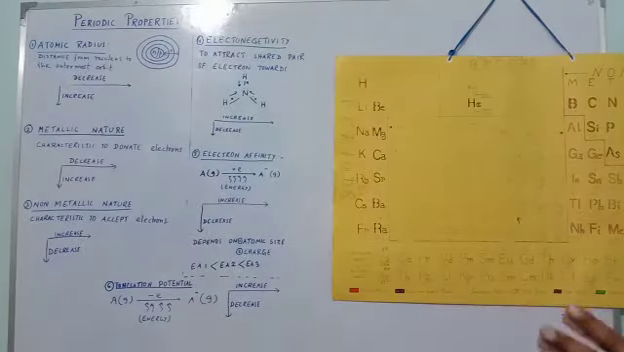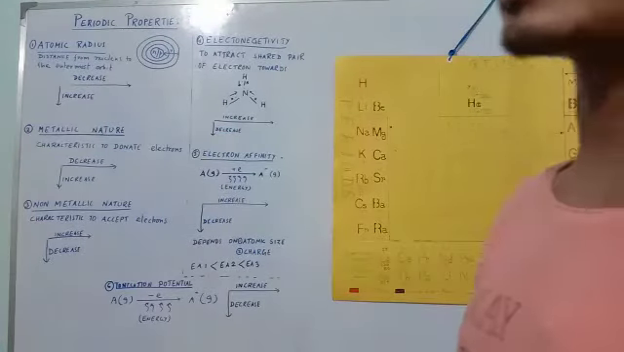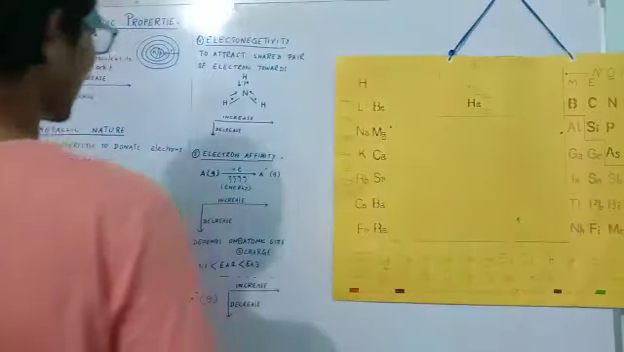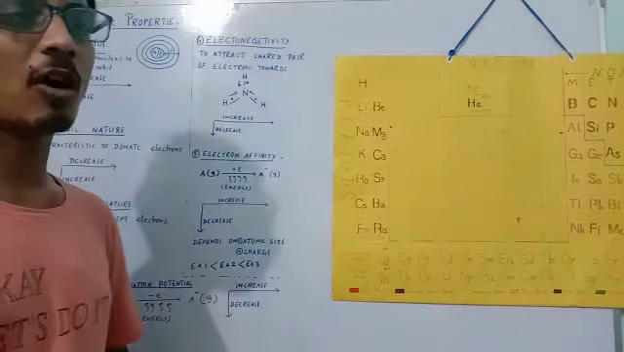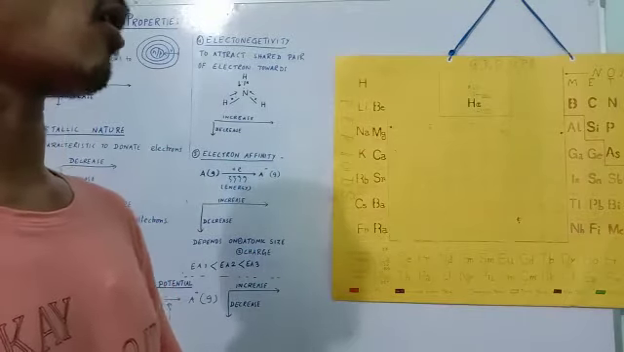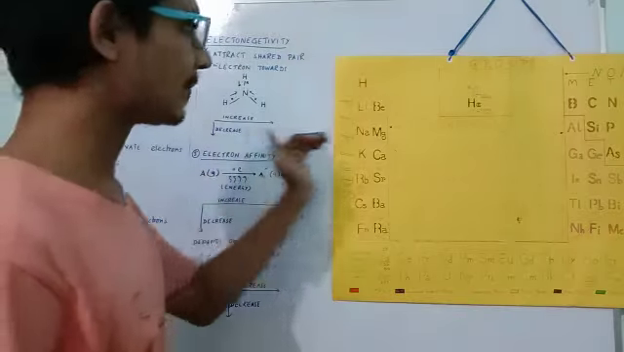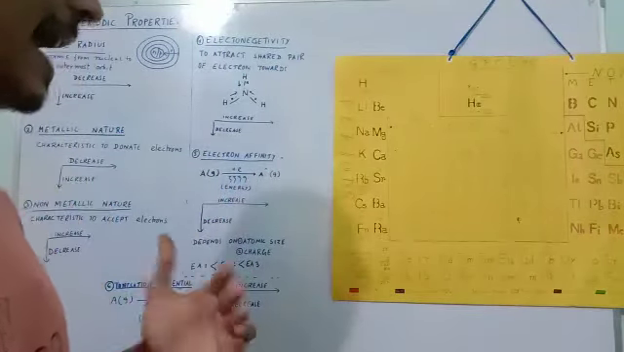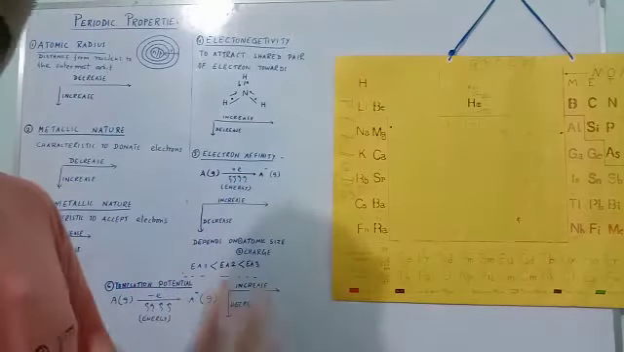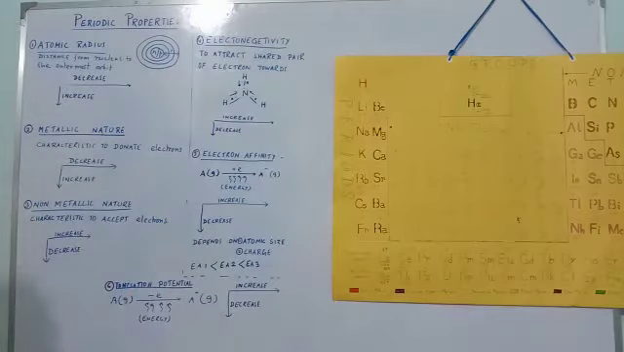Now our second periodic property is the metallic nature. As we know, what is a metal? A metal is a substance which can donate electrons to form plus charge or cations. If we move along a period, metallic character decreases, and if we move down a group, then metallic character increases.